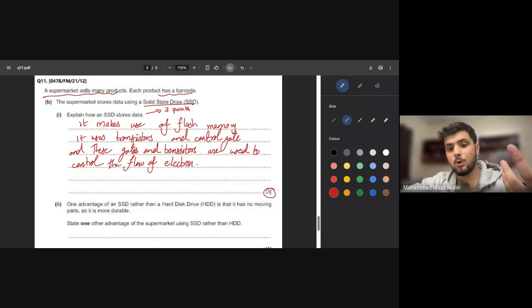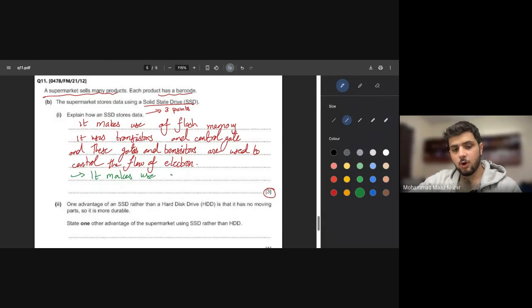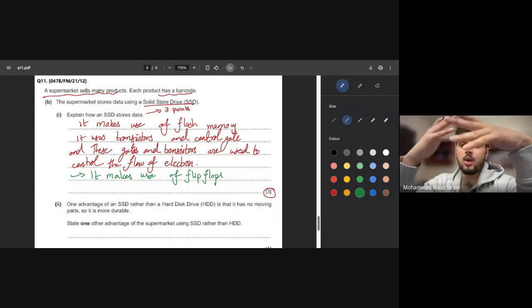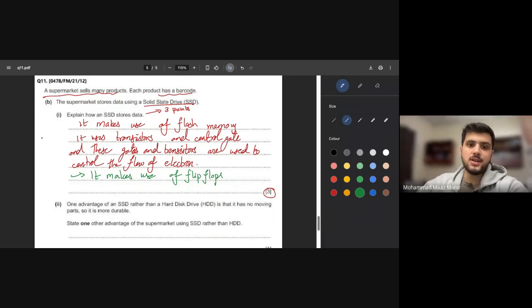But this is not the only point you can state. You can also say that it makes use of flip-flops. Then you can write other points, like how the electric current reaches the control gate and then flows through the floating gate to be stored. Or you can write about how the data is stored by flashing data onto the chips or device. Or you can say that when data is stored in a transistor, it is converted from 1 to 0 or 0 to 1. So you have multiple points you can state, but because the examiner asked for 3 points, we're just going to be writing 3.